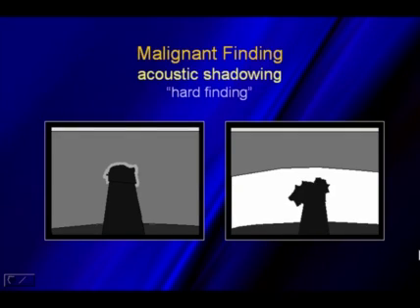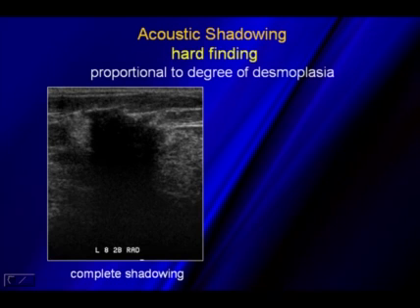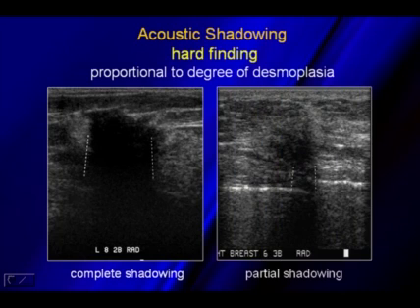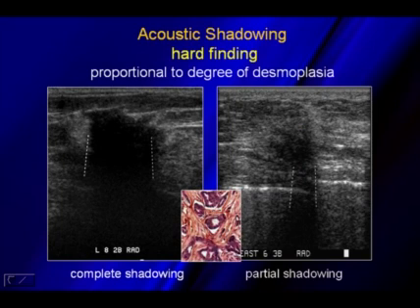The next finding we're going to talk about is acoustic shadowing. This is a hard finding. When we see acoustic shadowing, typically we're dealing with an invasive carcinoma. Now, depending upon the degree of desmoplasia is how much shadowing we will see behind a lesion. We may have a breast cancer that shadows entirely behind it, or we may have a lesion that only has partial shadowing behind it, and it just once again depends upon the desmoplastic reaction that we'll see posterior to that lesion.